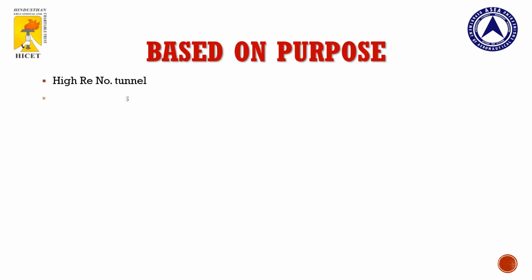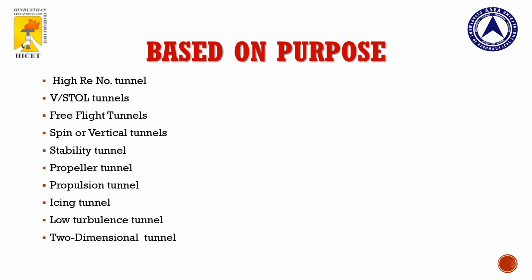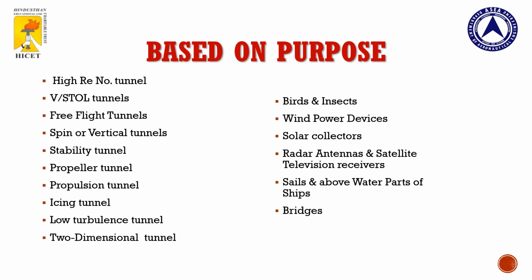The next types are based on purposes. The wind tunnel can be classified into many types based upon the purposes. You can use a wind tunnel for your own purpose, and you can classify the wind tunnel based upon this. Here I have given you some examples. High Reynolds number: wherever you want to have high Reynolds number, you can use that. Then V/STOL, S/STOL. V-stall we know, right? Vertical takeoff and landing. S-stall means short takeoff and landing. If you want to investigate vertical takeoff or short takeoff, you can use the wind tunnel called V/STOL, S/STOL wind tunnels. For example, helicopters. You can test the helicopter in these wind tunnels.